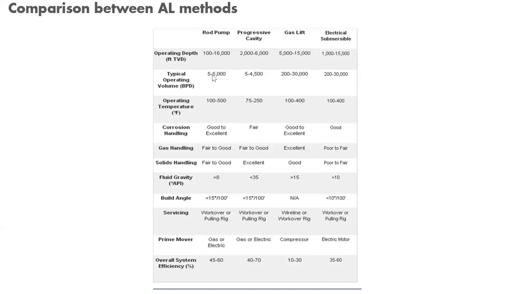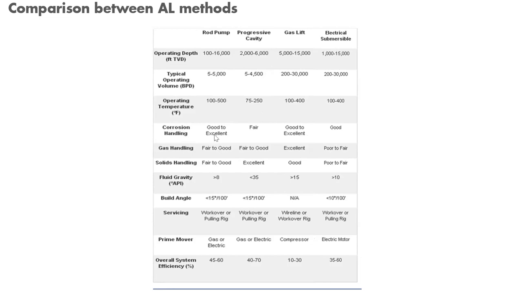Operating volumes: the rod pump can handle low rates, but I have some challenges with this number. I still consider 5,000 high. I may say 1,000 or less. So again, it depends on the company policy and the availability of the equipment. Progressive cavity pump can handle higher rates, but as I said, gas lift and electrical submersible pump are superior in terms of rate.